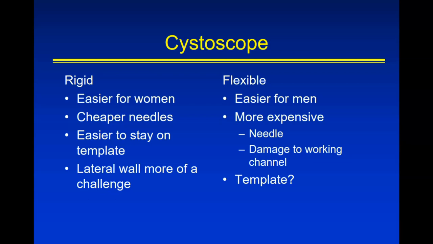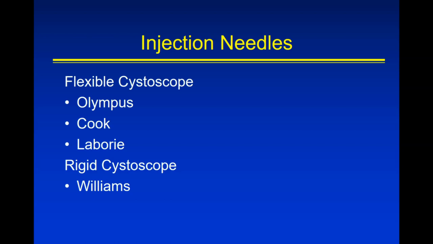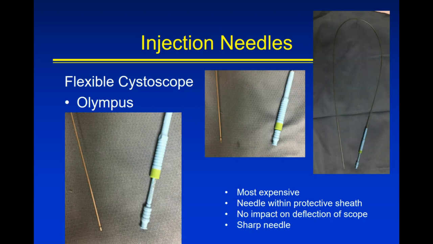The flexible scope has a more expensive needle, and when you first start, you may find it a little more challenging to stay on your injection template. These are the primary needles that are used. I use the Olympus needle. I think it is by far and away the best. It has the most flexibility. It has the sharpest needle bevel, and when you put it in, it's protected.